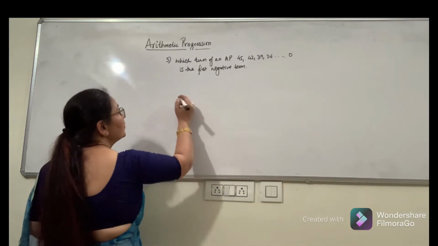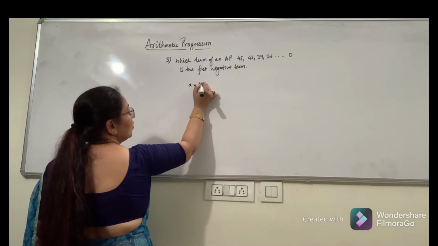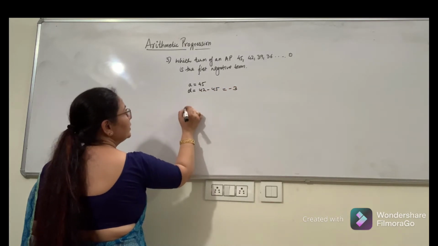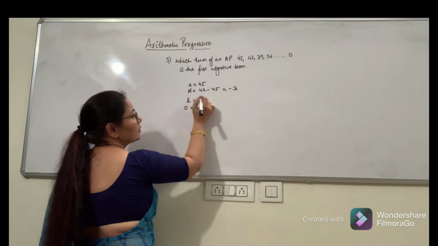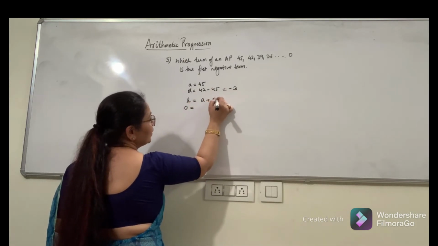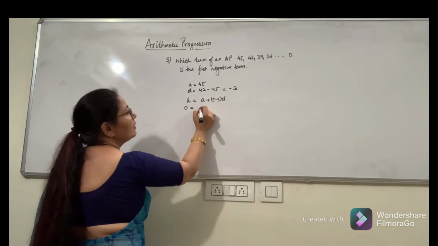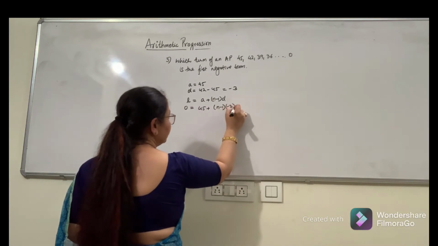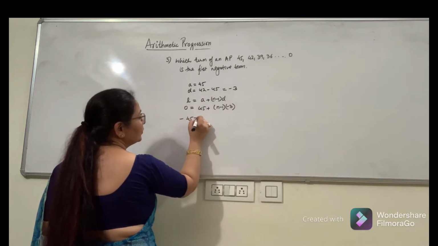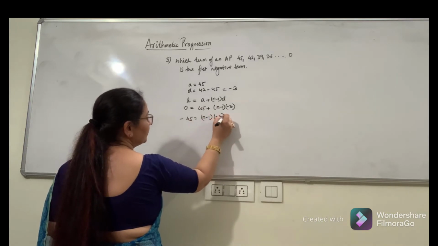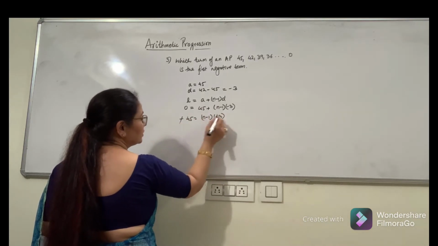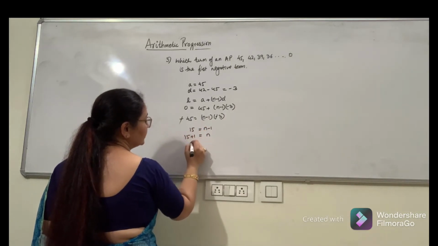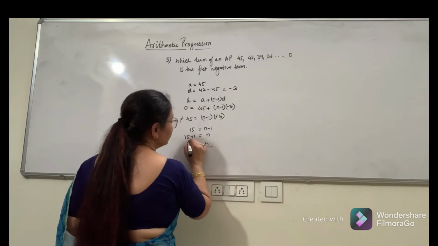Got it? So what is A? It is 45. What is D? 42 minus 45, that is minus 3. And I have to find 0. Suppose my last term is 0. So applying the same formula, A plus (n minus 1)D, 0 equals 45 plus (n minus 1) times D. D is minus 3. So we get minus 45 equals (n minus 1) into minus 3. The minus signs get cancelled, so n minus 1 is 15. So n will be 15 plus 1, that is 16. So the 16th term is basically 0.